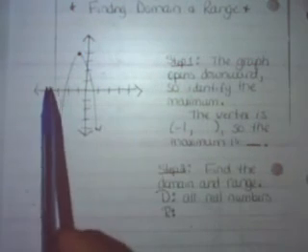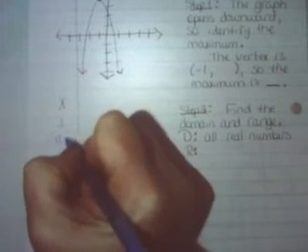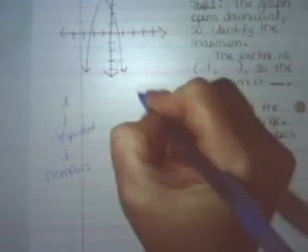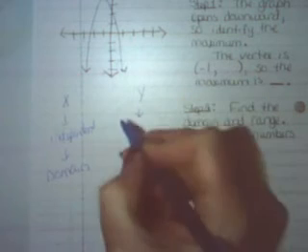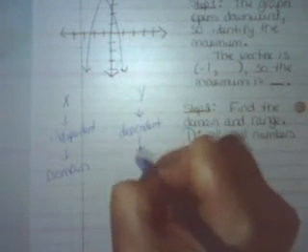Okay, finding the domain and range of a parabola. Okay, think about this. A parabola can be any real number on the x. Okay, so your domain, let's review what we learned at the beginning of the year. Your x value is independent. That is also your domain. Your y is dependent. That is also your range.